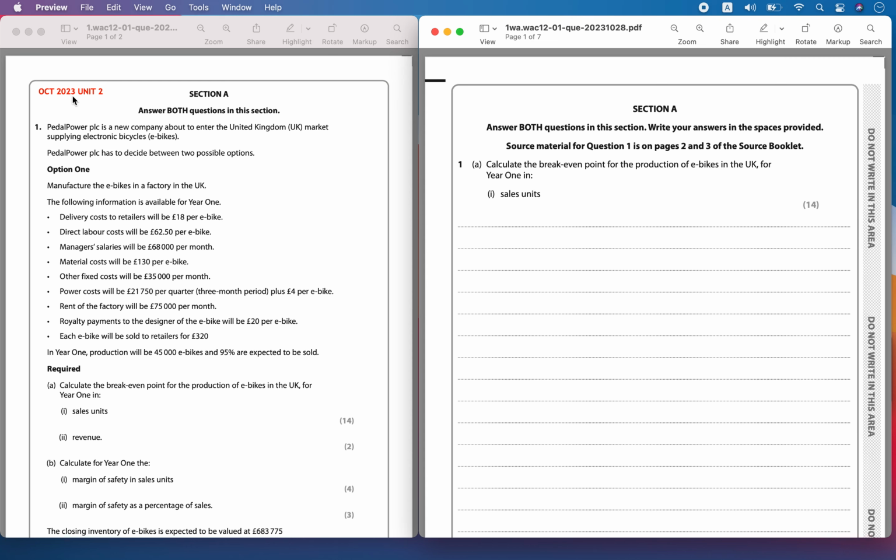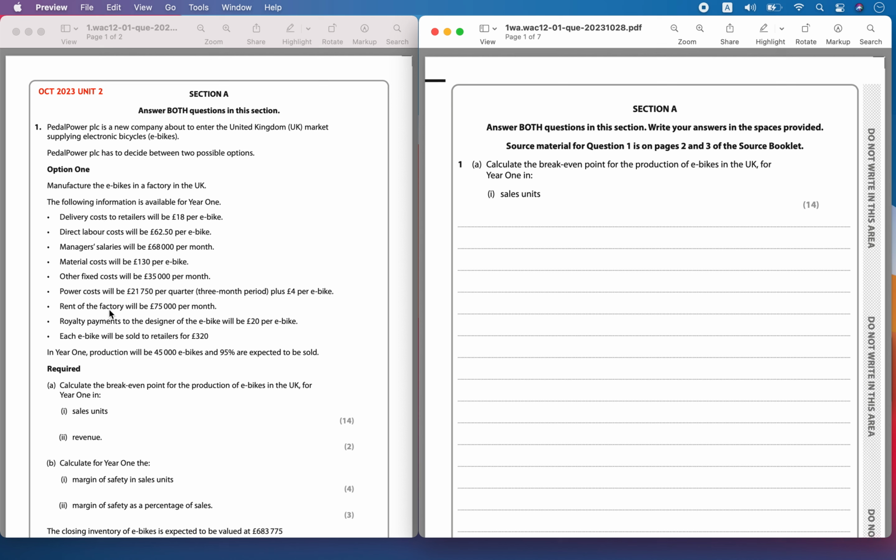Hello, today we are solving the October 2023 paper, Unit 2. PedalPower PLC is a new company about to enter the United Kingdom market supplying electronic bicycles, or e-bikes. PedalPower PLC has decided between two possible options. Option 1 is given here.